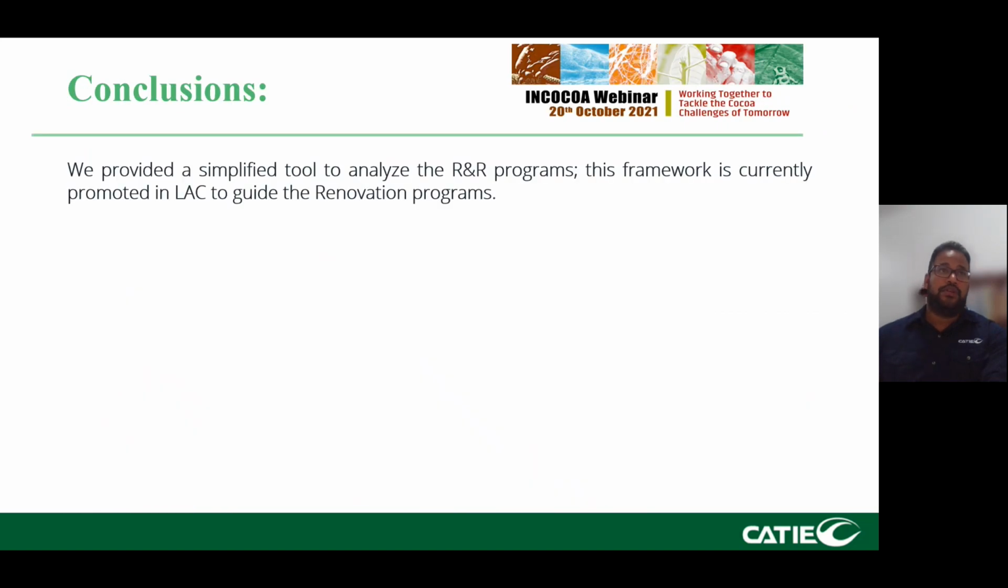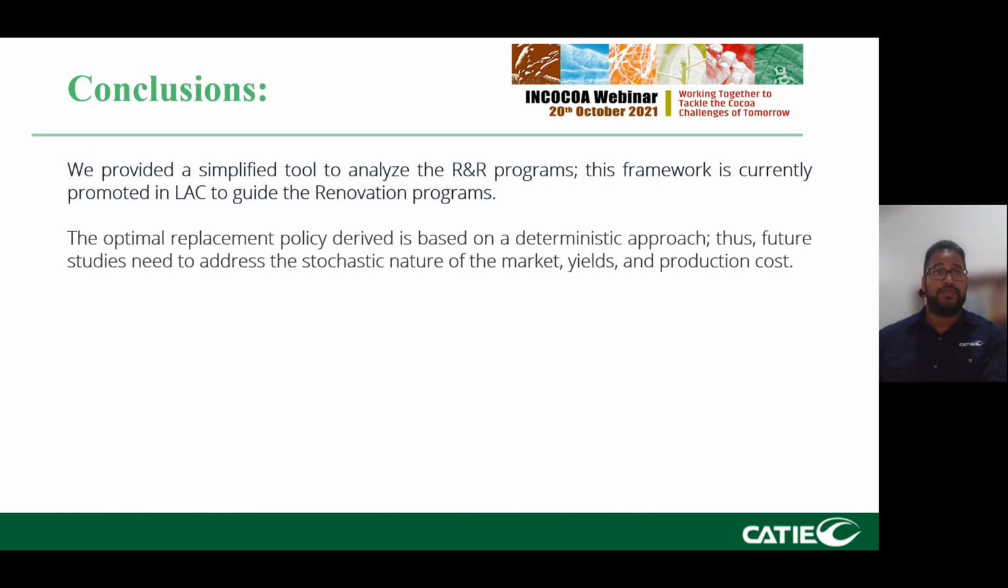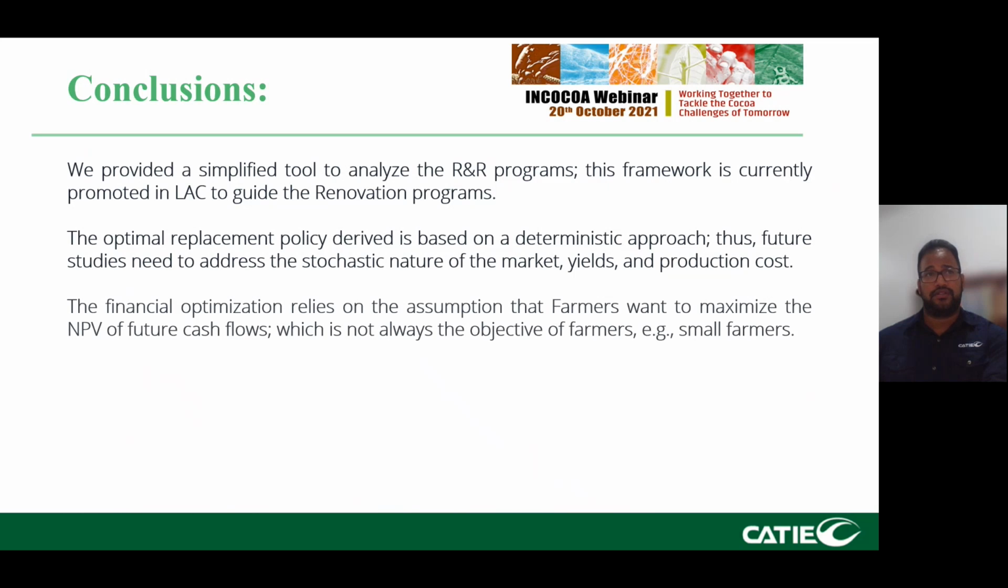In conclusions, we have provided a simplified tool to analyze renovation and rehabilitation programs. This framework is currently promoted in Latin America and the Caribbean to guide the renovation programs. The optimal replacement policies derived are based on a deterministic approach. Thus, we think that future studies need to address the stochastic nature of the market, yield, and production costs.